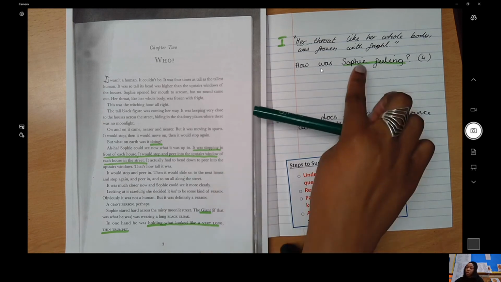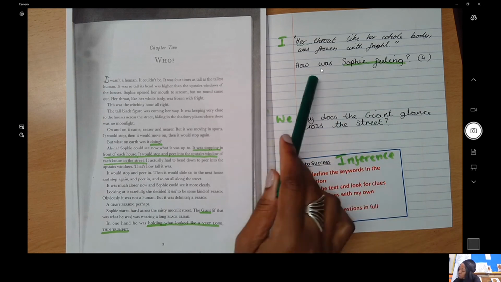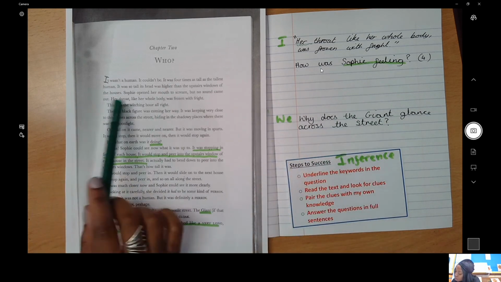So though I'm not going to be looking for those same words, at least I know I'm going to be looking for a type of feeling. It then says, read the text and look for clues. Okay, so I'm going to read the text and look for clues. The question is, how was Sophie feeling?